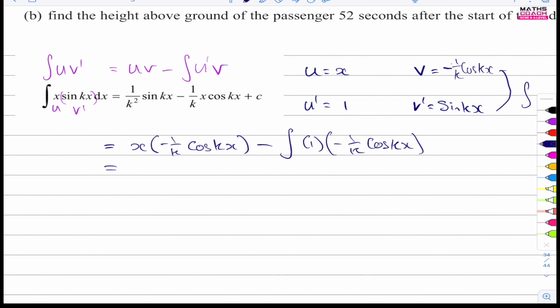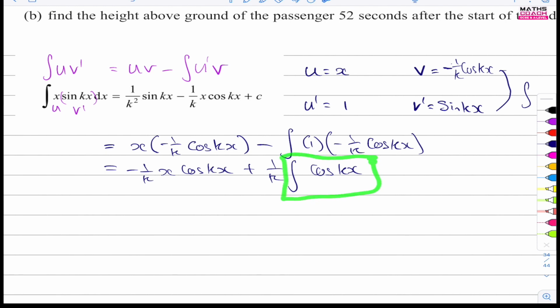Now, let's simplify this before we finish this part off. We've got the x times everything inside the bracket, so that's minus 1 over k times x cos of kx. The 1 obviously doesn't do anything. The minus 1 over k, we're going to pull that out and put it outside the integration, and there are two minuses which become a plus. So you get 1 over k times the integration of cos kx. Now, some people will probably leave the coefficients inside the integral and try to integrate that, so we take out the constant to make the integration easier.